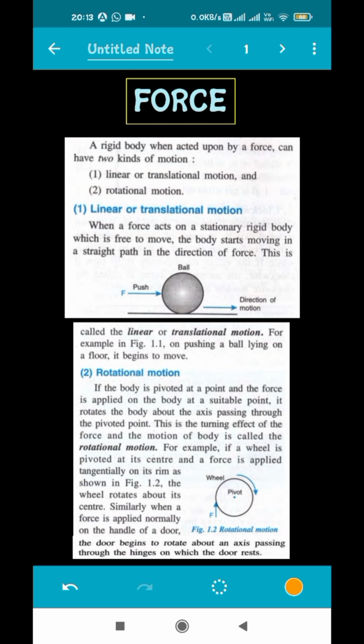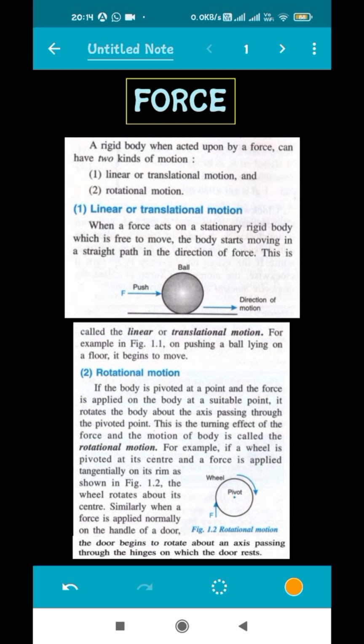So let's begin. First of all, let's do a quick recapitulation of the types of motion which can be observed whenever a force is acting on a body. A rigid body is a body which cannot change its shape or size just like that; only when a very huge amount of force is applied will it change its size or shape. In such a body, whenever a force is applied, two kinds of motion are possible. Either the body will continue to move in a straight line, which is known as linear or translational motion.